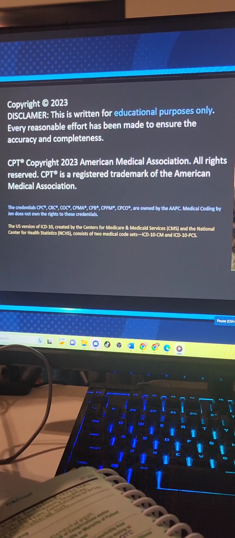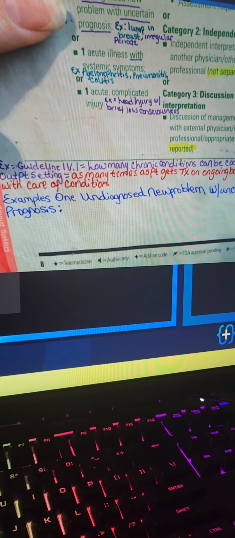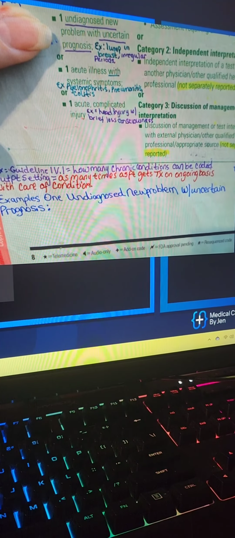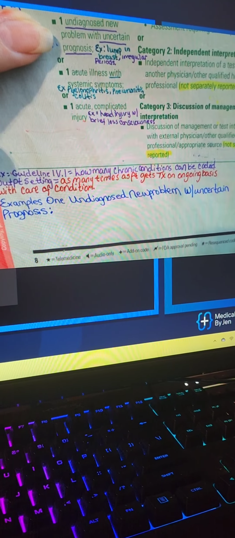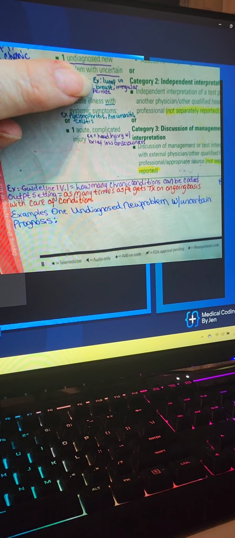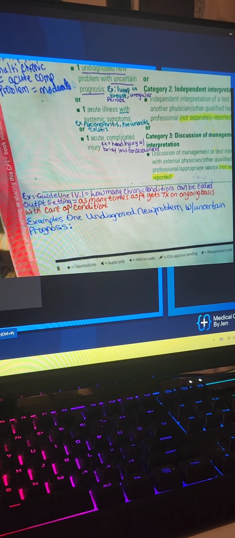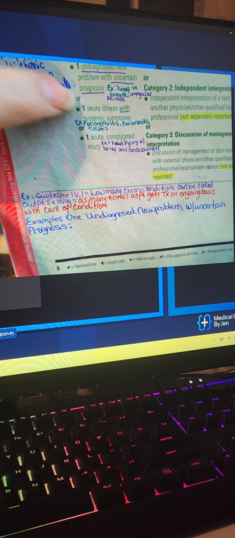Do some examples of one undiagnosed new problem with uncertain prognosis. I've got one example in my notes right now for a lump in the breast with irregular periods, but I wanted to add to this list.